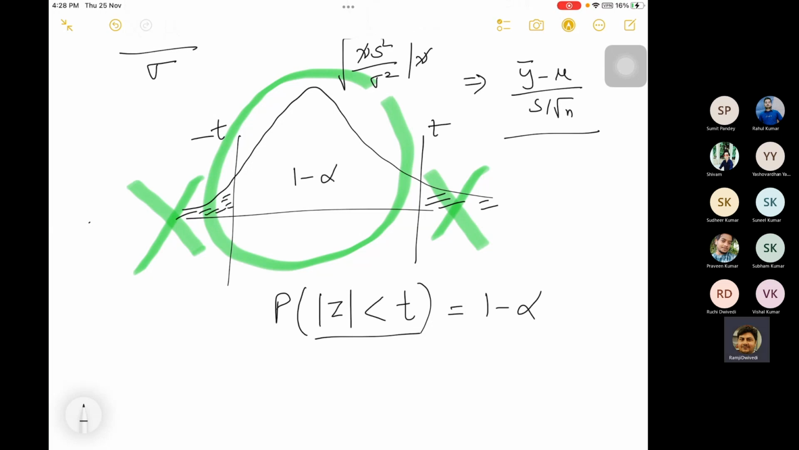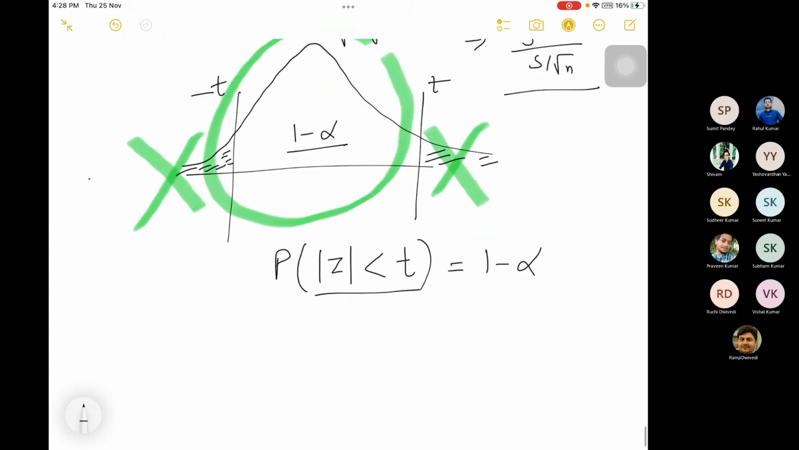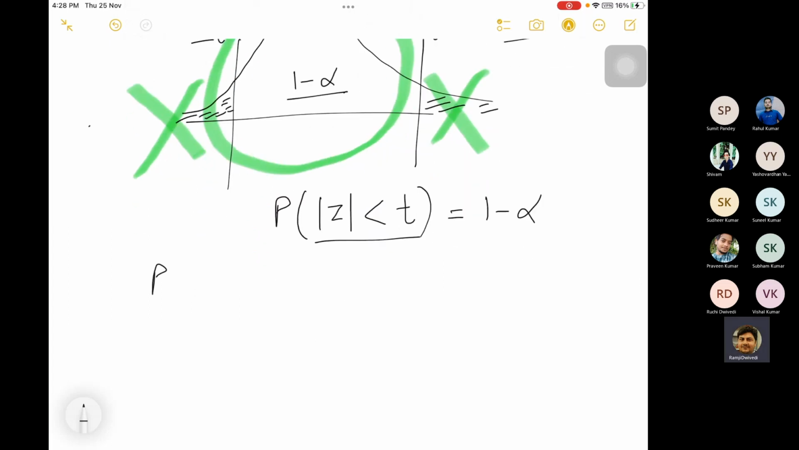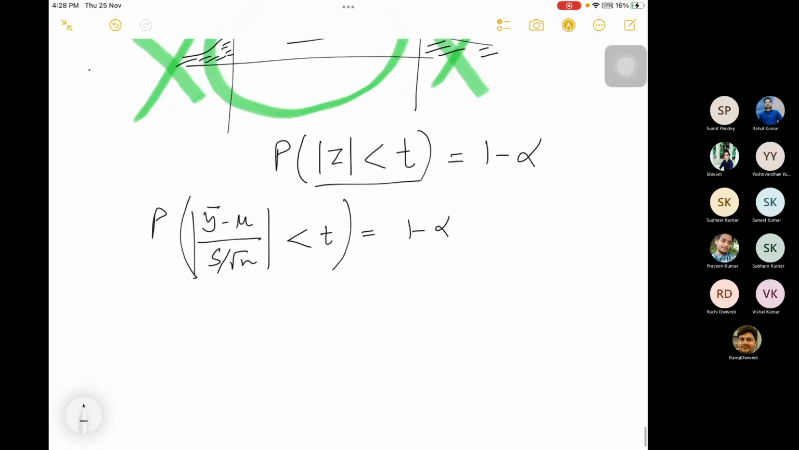So 1 minus alpha is... what is your z? Again, open your probability zone. That means minus t to t. I'm opening this mod and writing this model. I'm explaining for alpha by 2.